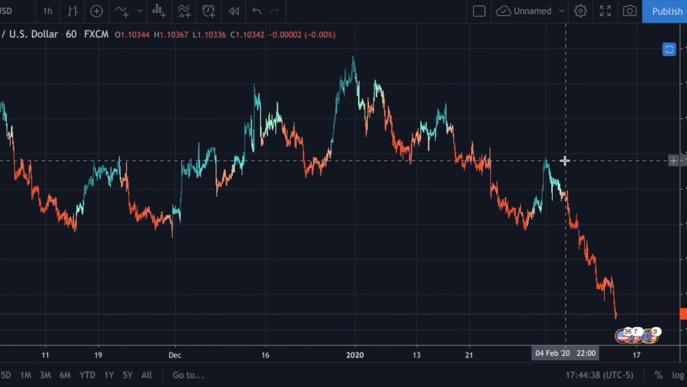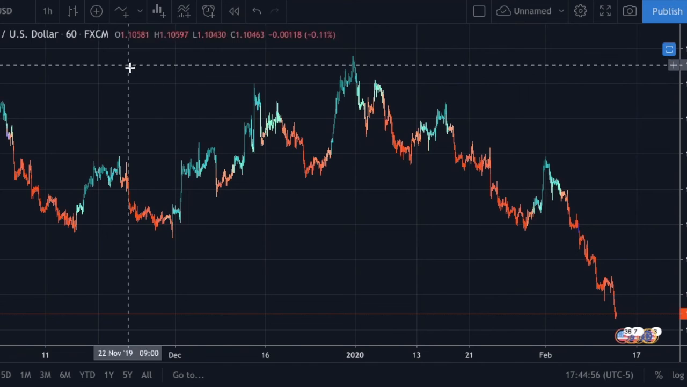So for $100 a month, this indicator is going to give you lots of peace of mind, especially because you don't have to sit on the screen for hours and hours and hours. You can just get notifications sent directly to your phone.